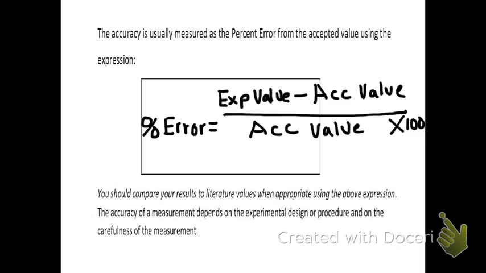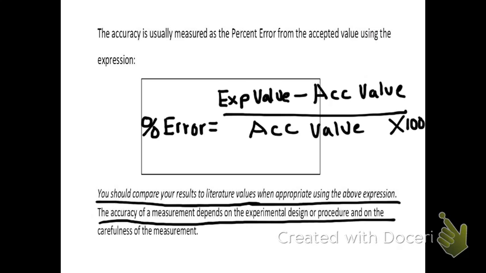And we're going to give you some problems to solve in class using this equation. And of course, when we do labs, you will also be expected to use this equation to find your percent error, or again, how close your experimental value is to the accepted value. As it says, you should compare your results to literature values when appropriate using this expression above. The accuracy of a measurement depends on the experimental design or procedure and on the carefulness of the measurements. All right, and we'll spend some more time with that in class.